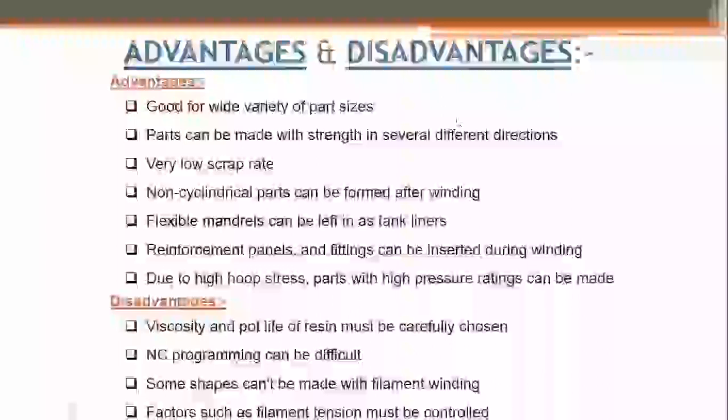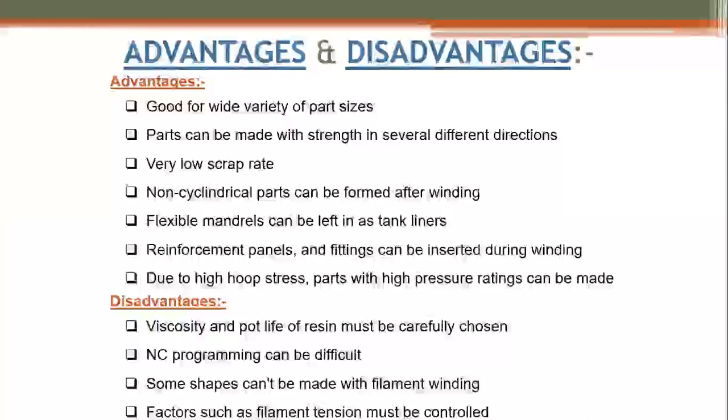And coming to the disadvantages, viscosity and pot life of the resin must be carefully chosen. So they have to be changed very carefully. Depending upon the lubrication and the resin strength, we also have to choose the viscosity. And NC programming can be very difficult with this method.